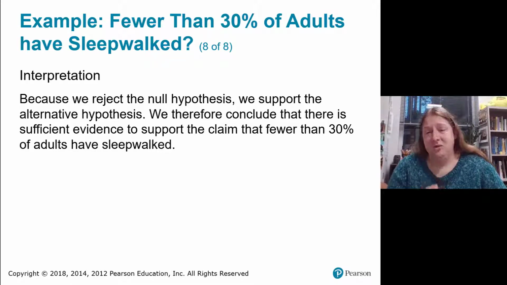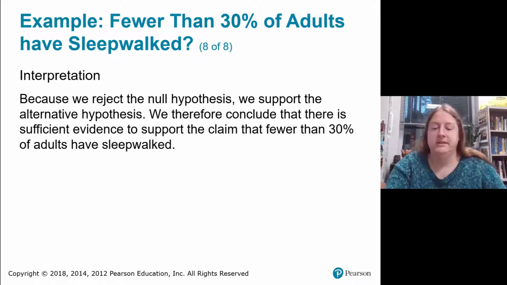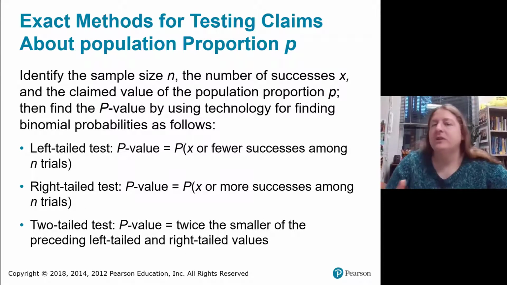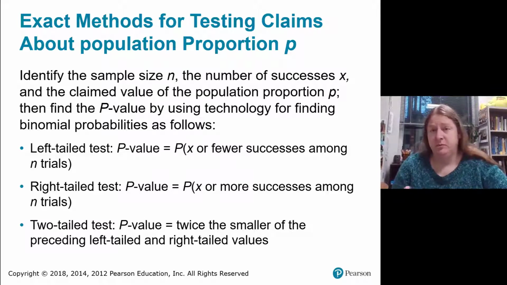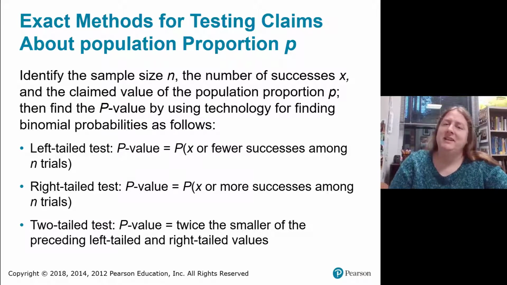Notice that in this case, our sample statistic was really close to 30%. It was less than it, but it was really close to it. But because our sample size was so huge, it still came to the conclusion that it's actually less than 30%. So now that we've looked at a couple of examples with approximating the binomial distribution as a normal distribution, let's take a look at a situation where we can't, and what we can do when we can't approximate it as normal.